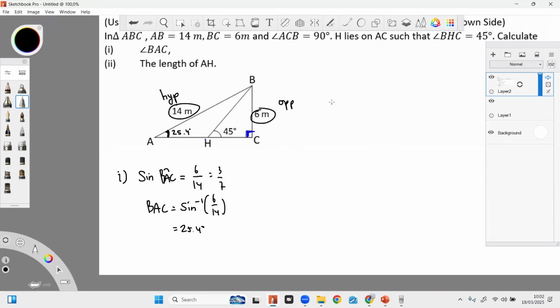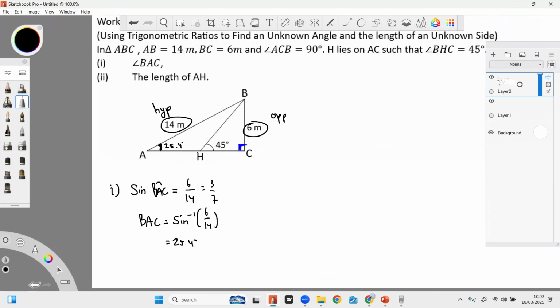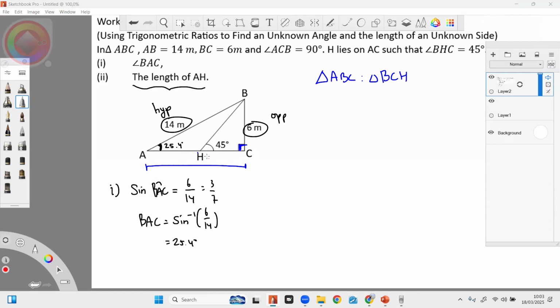Now, the length of AH. Oh my goodness. How do you find the length of AH? AH is neither in triangle BAC, nor ABC, which is 90, nor BCH. So first things first, you need to find AC from the greater triangle, and HC from the smaller triangle, right? And then you subtract, and you will get AH. Make sense?